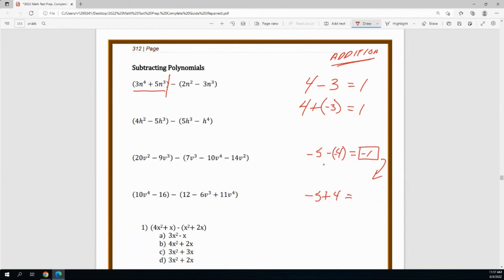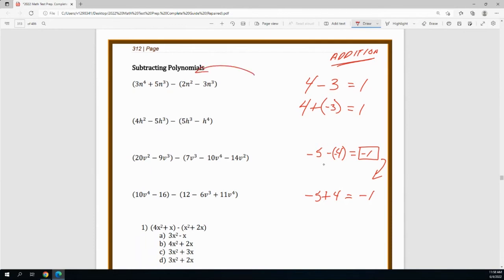Check it out. What is negative 5 plus 4? Negative 1. So this little trick helps. It definitely helps when you're dealing with polynomials because there are so many items up here that you're subtracting, and it can get quite confusing working with integers. So let's apply this rule, this little trick, over here.